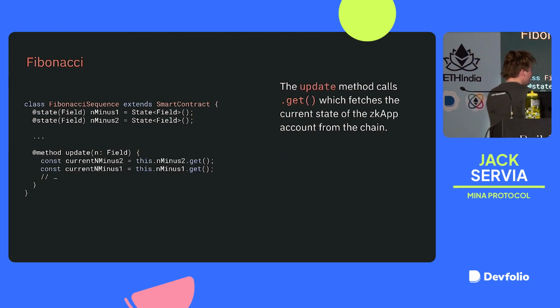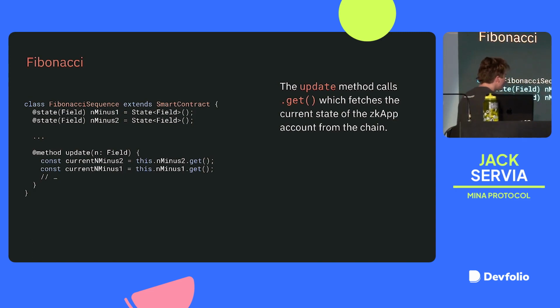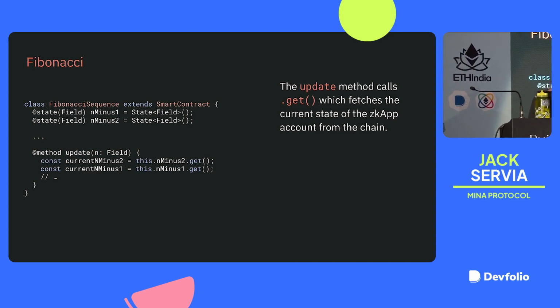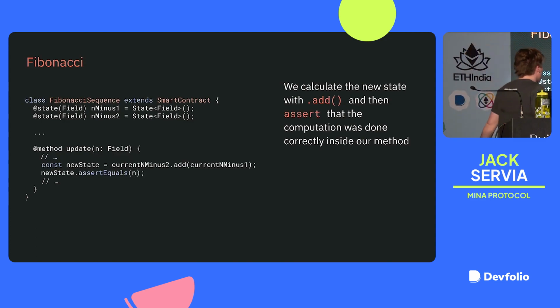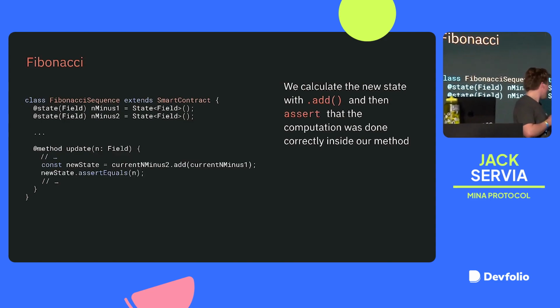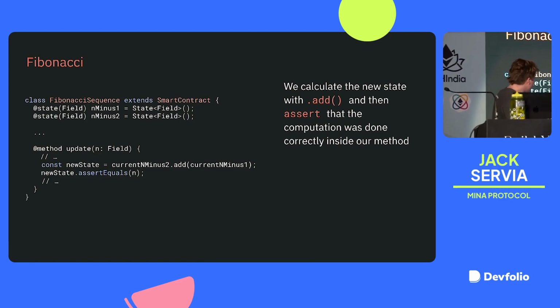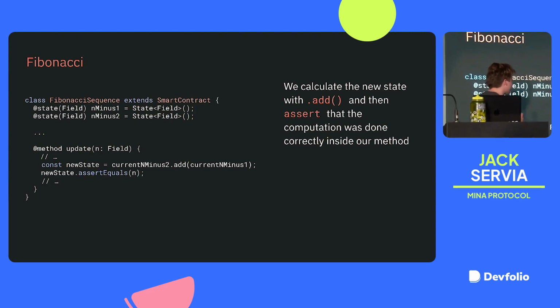So the update method, we're going to use this get method on n-2 and n-1. And this is going to grab these values from the blockchain and then store them in these local variables. So when we run this code, we're going to grab the values from the actual blockchain and put them in our local runtime. And then what we're going to do is we're going to add n-2 to n-1 in order to get the next number in the Fibonacci sequence. And we're going to assert that this new state, the next number in the Fibonacci sequence, is equal to n, the value that we pass in.